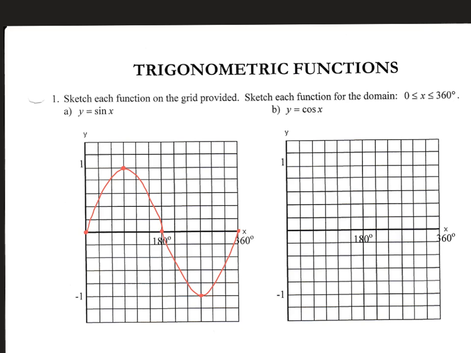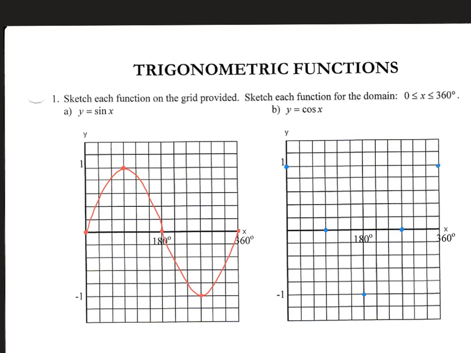We know that cos x starts at its maximum, so a value of 1, and then it falls. At 90 degrees, we would then hit its 0. At 180, we would hit its minimum. At 270, we would come back to a 0. And at 360, we come back to our max.